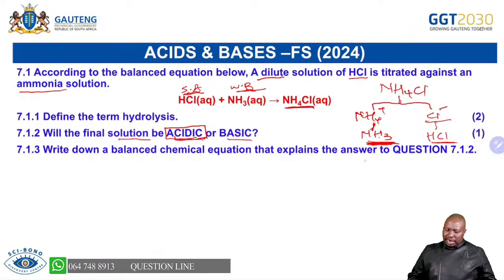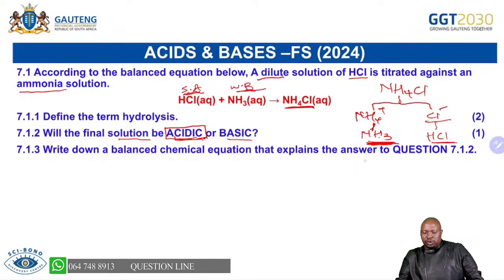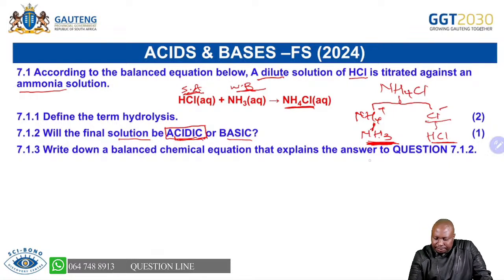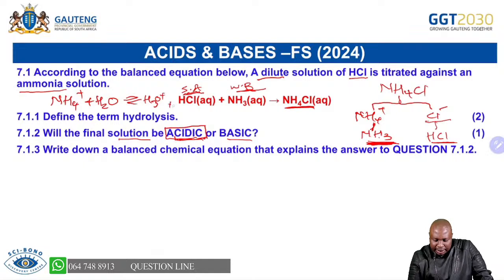So the question was, write down a balanced chemical equation that explains the answer to question 7.1.2. So you want to show them that it is an acidic salt. How do you do that? You will take the NH4 plus. Allow me to use this space to write here. You will have NH4 plus plus water. This gives us H3O plus plus ammonia, NH3. You see?